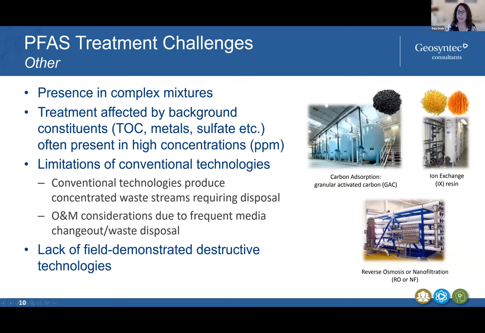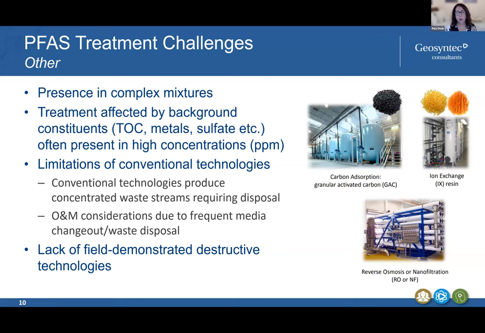Conventional technologies like granular activated carbon, or GAC, and ion exchange, or IX, do work for PFAS, but the cost is orders of magnitude higher. And we have to remember that these conventional technologies produce concentrated waste streams that then have to be dealt with. And there are operation and maintenance considerations that have to be taken into account because of frequent media changeouts and waste disposal issues.